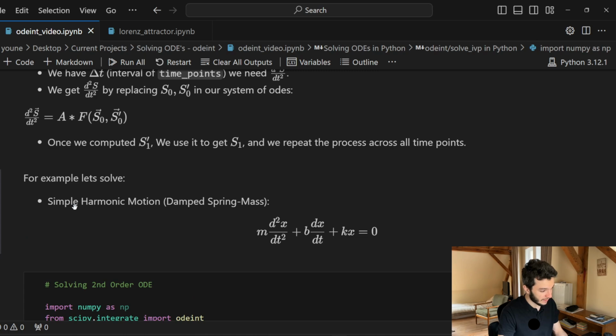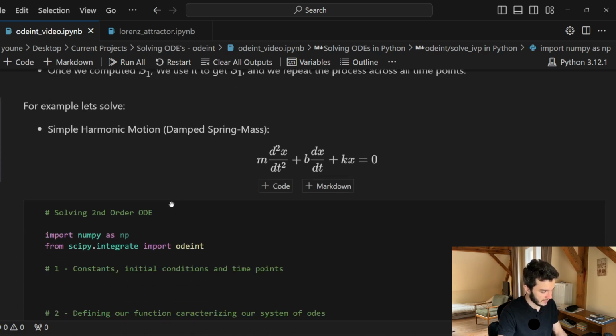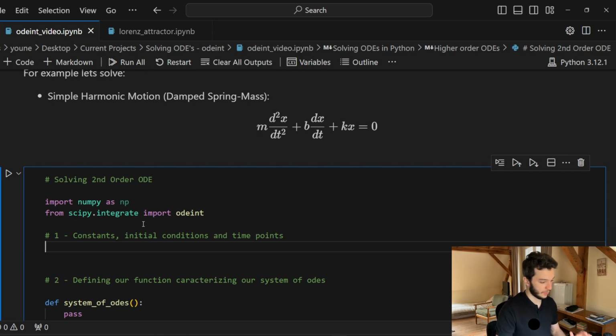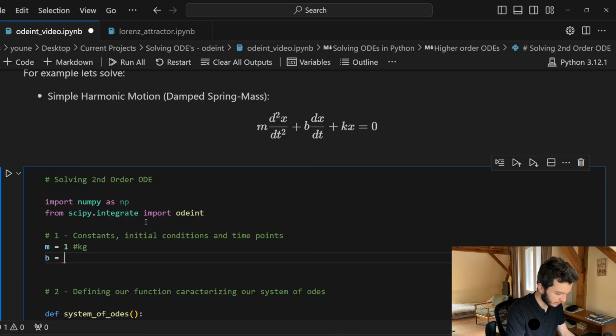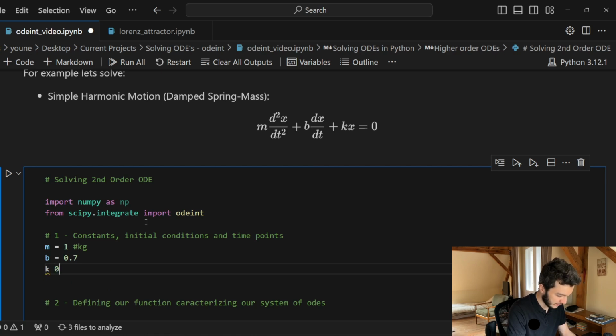We can consider another example of the harmonic motion of a damped mass spring system. So again, here, we define the constants, initial conditions, and time points. The constants of our problems are m is equal to, let's say, 1 kilogram. The damping factor is equal to, let's say 0.7, I think. And then k, the stiffness, Newton per meter.